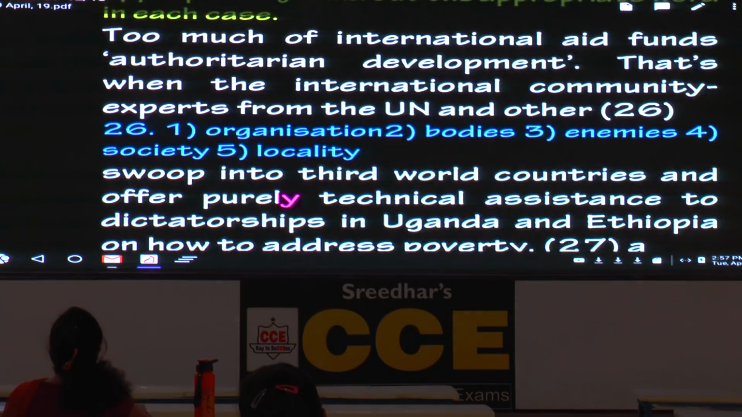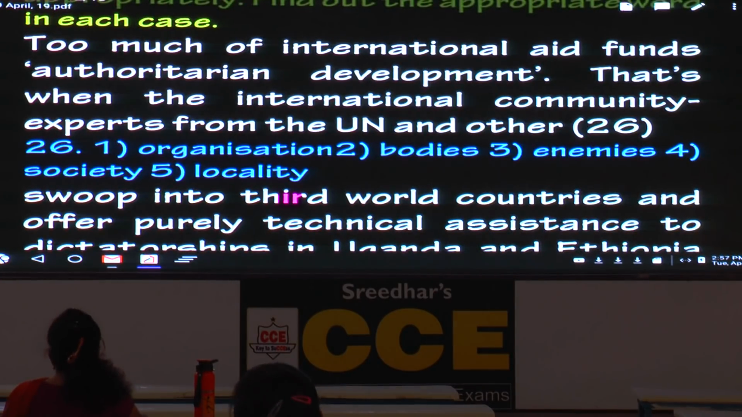What are these about? This also, I don't know why they make so many mistakes. I will read out, we'll do it a little fast. Too much of international aid funds authoritarian development. Underline the word authoritarian. Write the word dictator. Authoritarian approach means what? Behave like a dictator.